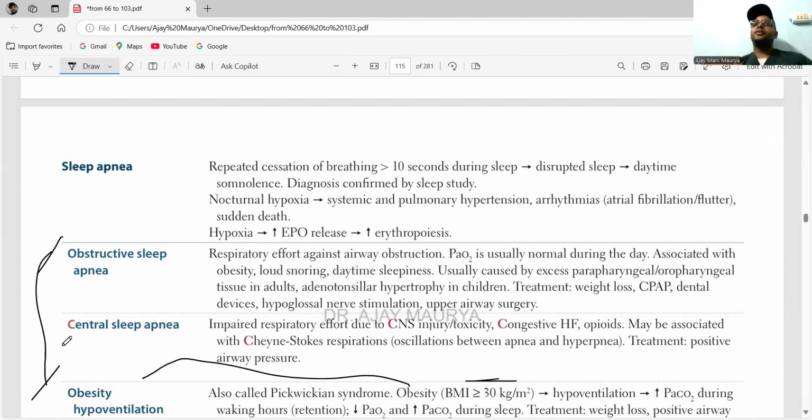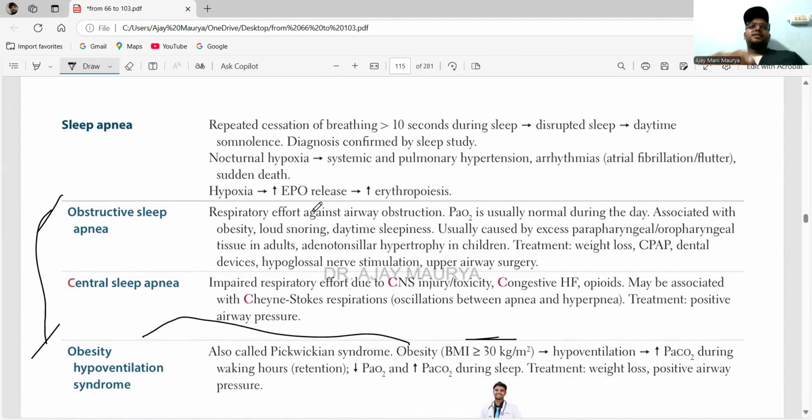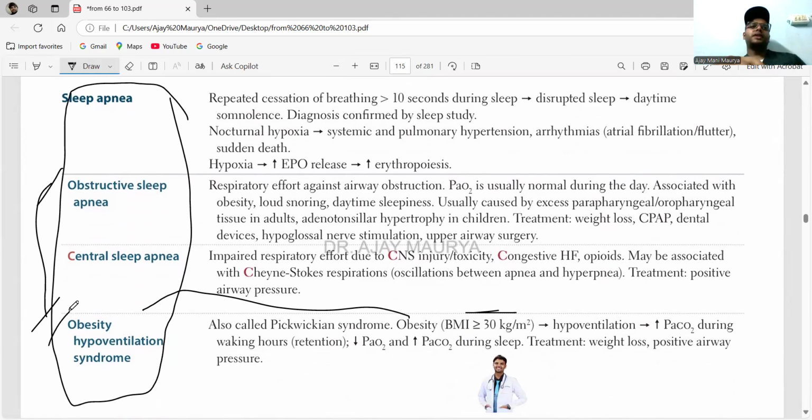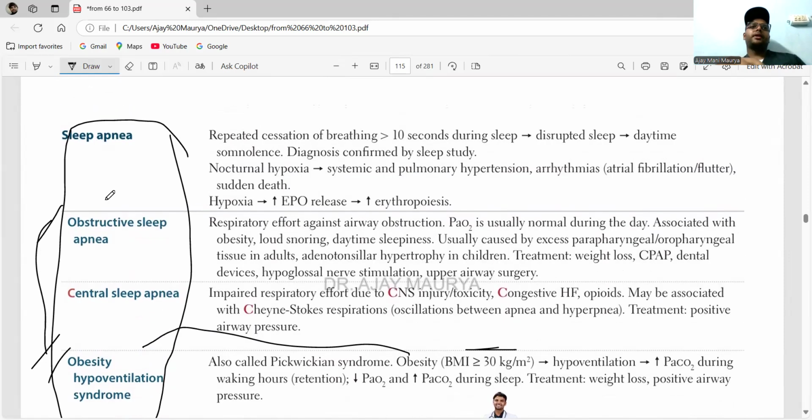In sleep apnea, there are repeated episodes of cessation of breathing for more than 30 seconds during sleep. There is disrupted sleep, and daytime somnolence, which means the patient is always sleepy. Please study this one, these are the sleep disorders. You have to remember this. Mostly they're going to ask about obesity hypoventilation syndrome and sleep apnea.